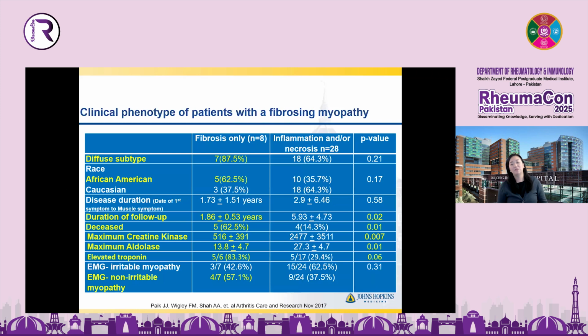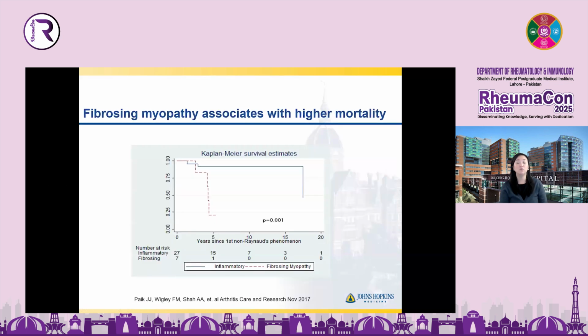So what is the clinical phenotype of these patients? Not surprisingly, these patients tended to have more diffuse scleroderma, more African American, more deceased patients, so 62.5%. They tended to have higher elevated troponin, 83.3%, compared to those who had an inflammatory myopathy, and these were all statistically significant. So bottom line, these patients do poorly if you find a fibrosing myopathy. As you can see, their survival is much shorter, at 5 years compared to 18 years in patients who have an inflammatory myopathy. So that's comparing this inflammatory group to the fibrosing group.